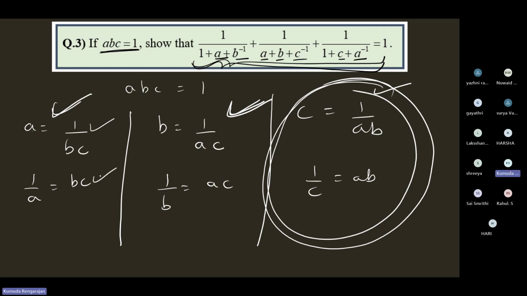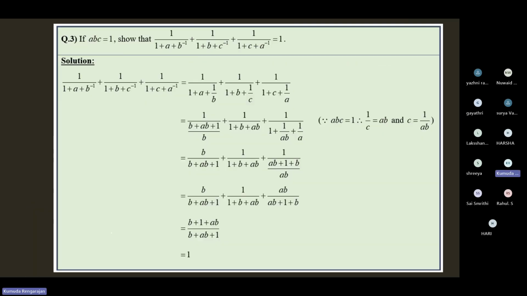Or if you don't want B, where there is B, you write 1 by AC. Where there is 1 by B, you write AC. If you don't want C, where there is C, you write 1 by AB. Where there is 1 by C, write AB. So like this, you have 3 unknowns. You're just eliminating one of them and making it only 2, like A and B only. Now let's see the answer.